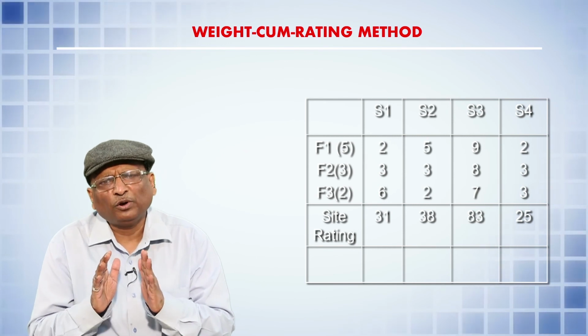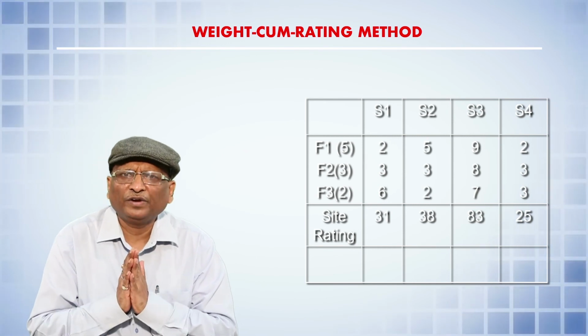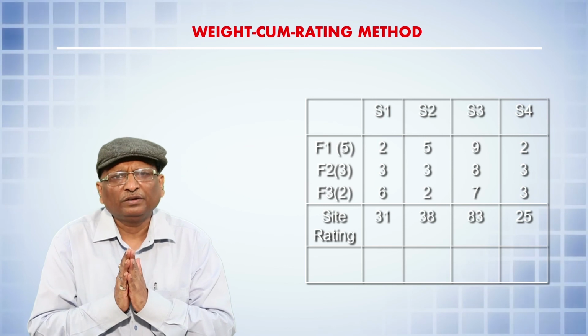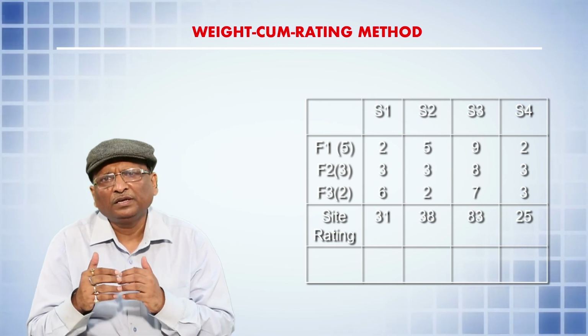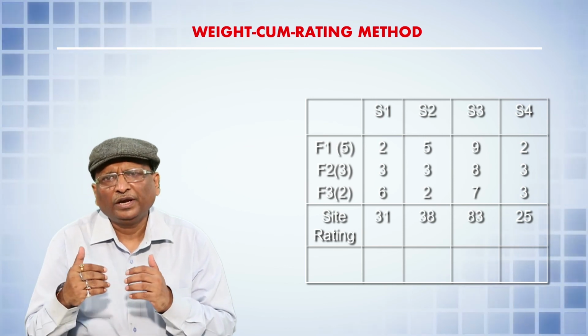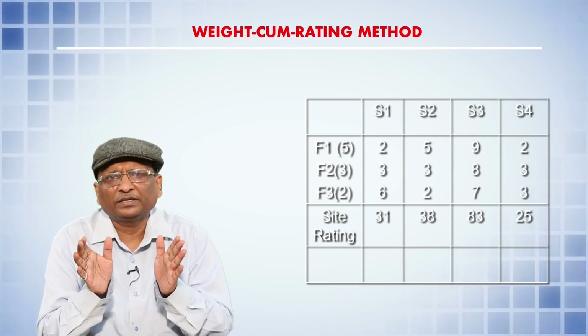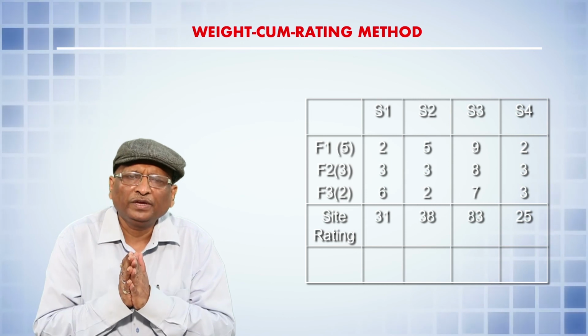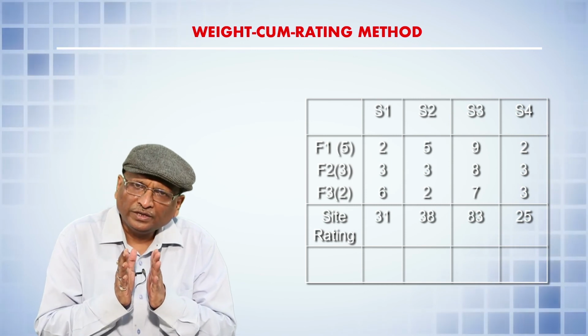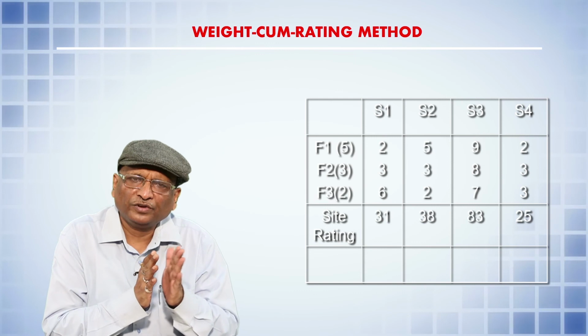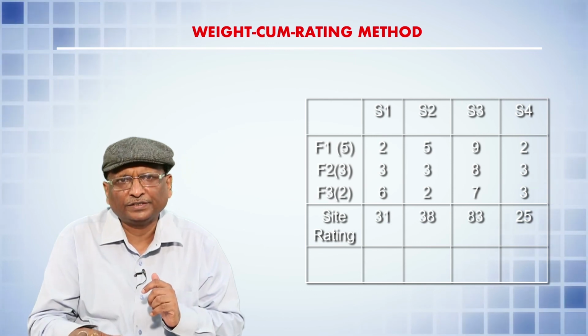Now, another important method is the factor rating method, where we have a subjective scale: poor, fair, adequate, good, excellent. So, we will take this scale as 1 to 5 and then we do the analysis as we have done in earlier cases.